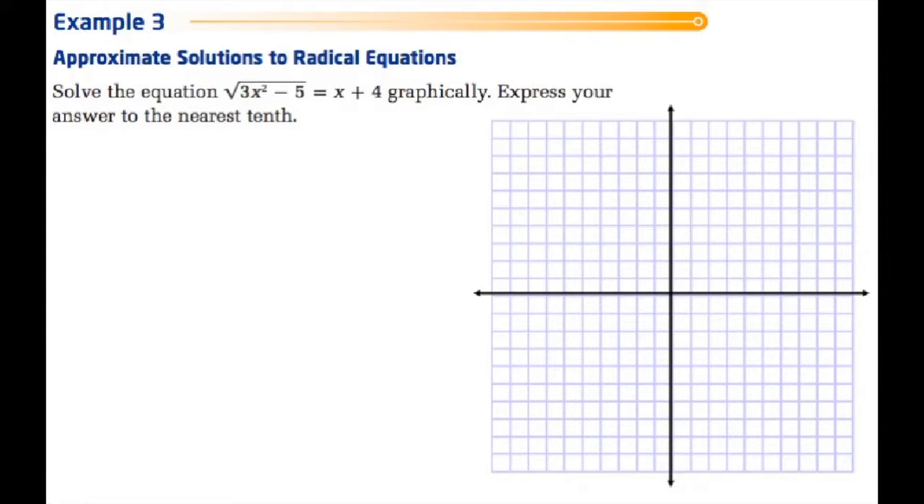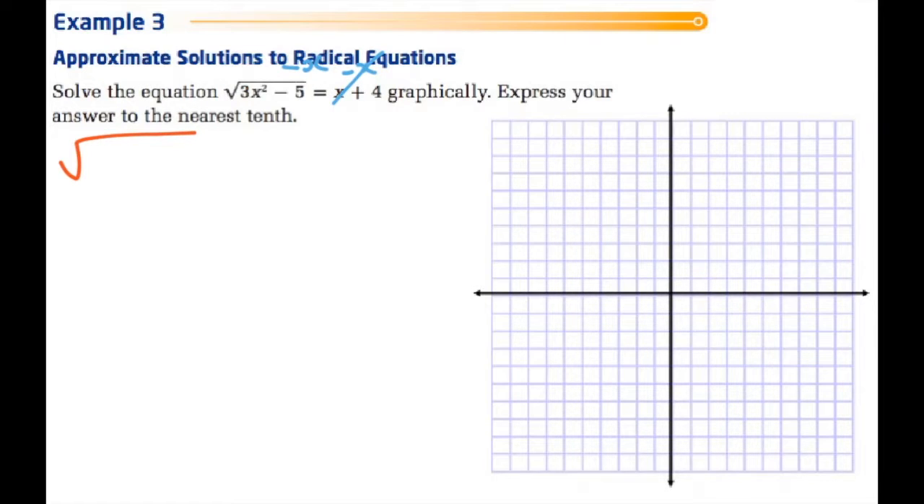Not much different to example 3. We have a slightly more complicated root, 3x squared minus 5 underneath. In order to solve this graphically, we still need to get a 0 on one side. So we can subtract x from both sides.